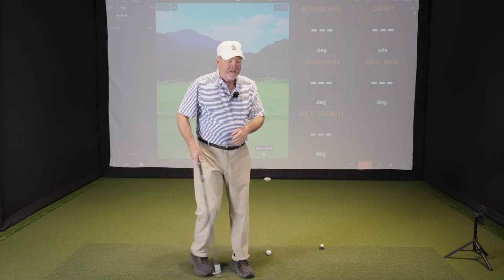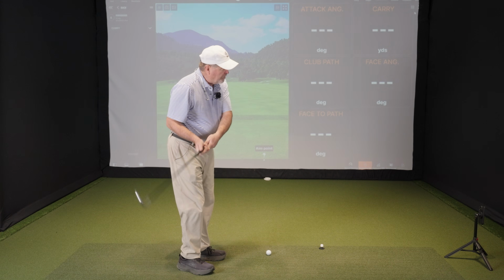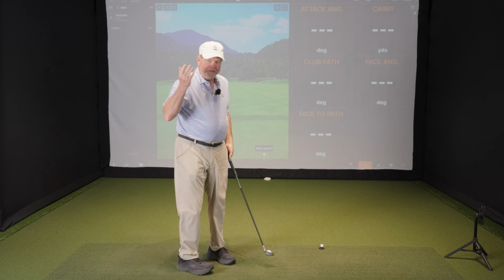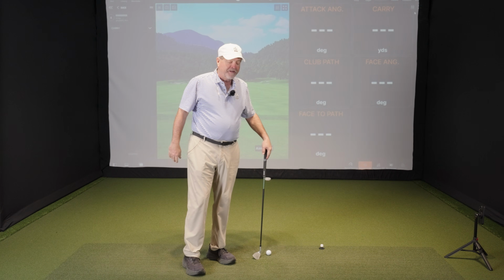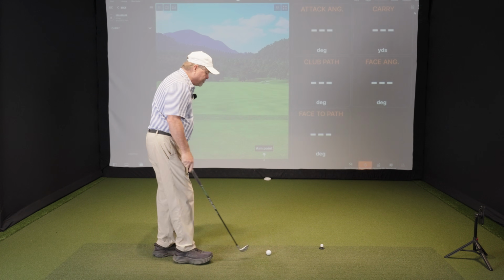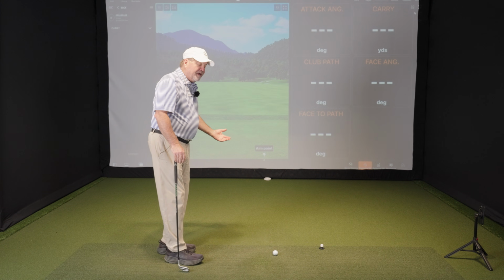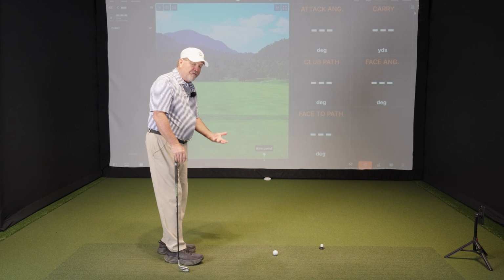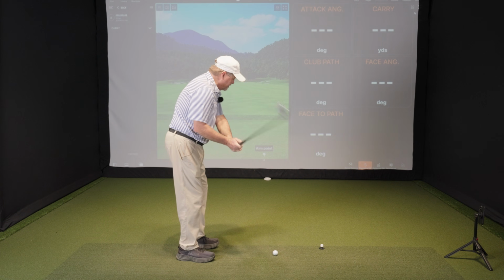And it's not that we're hitting down on the ball or up on the ball. It has much more to do with the angle of attack. And if you understand that as a player, it'll really, really help you. So if I'm trying to create a negative angle of attack, I'm going to feel like I have forward shaft lean at impact. And I'll just hit a half shot and demonstrate that.